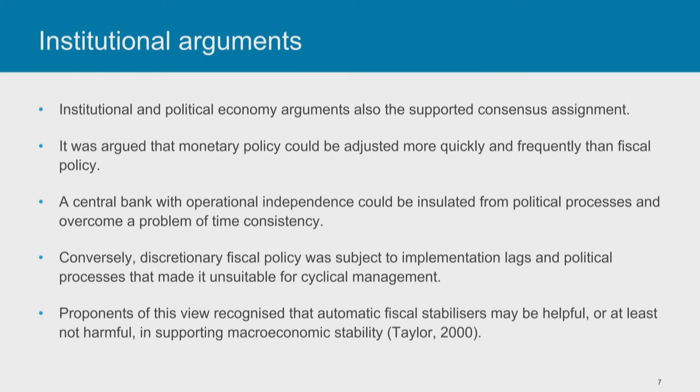Institutional and political economy arguments also supported the consensus assignment, and arguably they were more influential in institutional design. It was argued that monetary policy could be adjusted more quickly and frequently than fiscal policy, and a central bank with operational independence could be insulated from political processes and overcome a problem of time consistency. Conversely, discretionary fiscal policy was subject to implementation lags and political processes that made it unsuitable for cyclical management. Although proponents of this view recognised that automatic fiscal stabilisers may be helpful, or at least not harmful, in supporting macroeconomic stability.